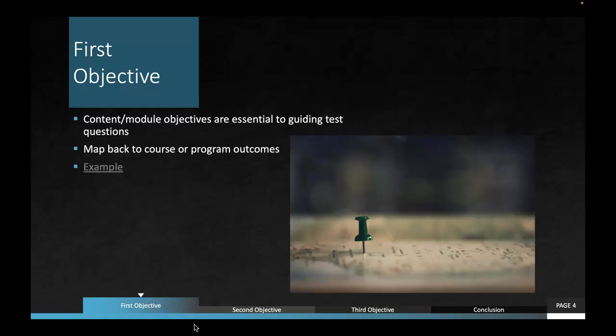So when you are writing test questions, you want to use your content or module objectives in guiding those test questions. Additionally, those questions will map back to the course or program outcomes.